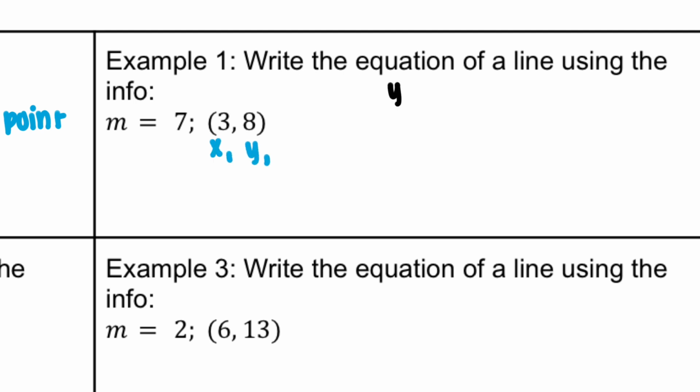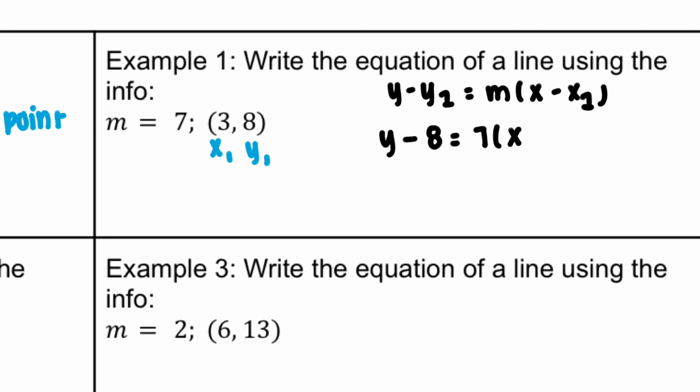And remember that formula is y minus y1 is equal to m times (x minus x1). And I'm just going to plug everything in piece by piece. That first y stays y. Minus my y1 is over here as 8. So I have y minus 8 is equal to my m is here, which is 7, times, I don't do anything with that first x, minus my x1 is 3. So this is what my equation looks like. You leave it exactly like this. Don't do anything else with it.